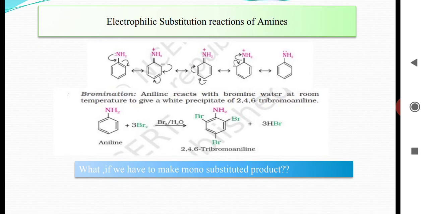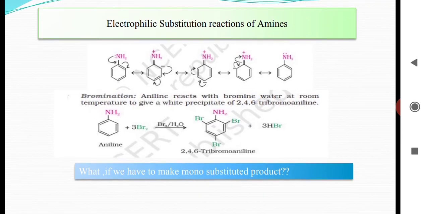Now see, in case of bromination, when you do bromination with aqueous bromine, then all the ortho and para positions will be substituted, and the bromonium ion is the electrophile here, so it will attack and place itself at the ortho and para positions, and 2,4,6-tribromoaniline will be formed. Okay, now children, what if we want a monosubstituted product?